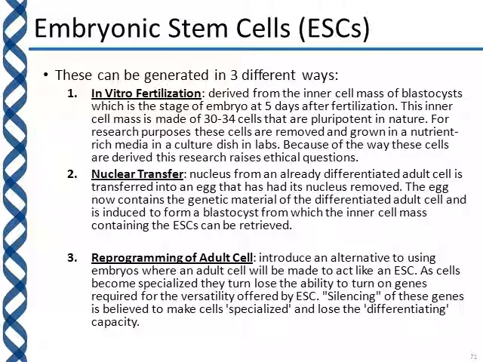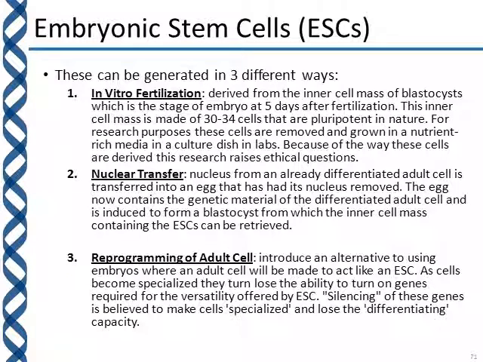Now, embryonic stem cells, these can be generated in really three different ways. One, following in vitro fertilization, derived from the inner cell mass of the blastocyst, which is the stage of embryos at 5 days after fertilization. This inner cell mass is made of 30 to 40 cells that are pluripotent in nature. For research purposes, these cells are removed and grown in a nutrient-rich media in a culture dish. Because of the ways these cells are derived, this research raises certain ethical questions.